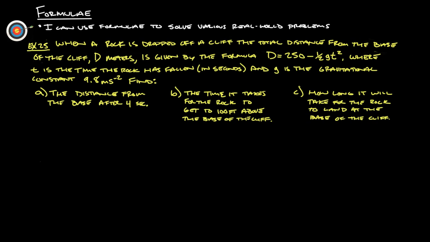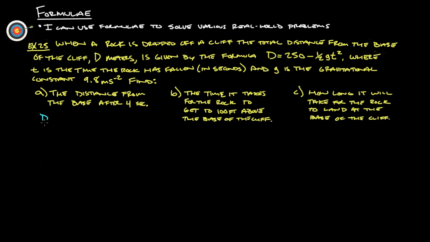Example 25. When a rock is dropped off a cliff, the total distance from the base of the cliff, d meters, is given by the formula d equals 250 minus 1/2 gt squared, where t is the time the rock has fallen in seconds, and g is the gravitational constant 9.8 meters per second squared. Find the distance from the base after 4 seconds. So we're going to want to just use this formula over and over.